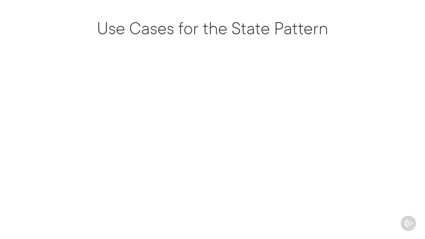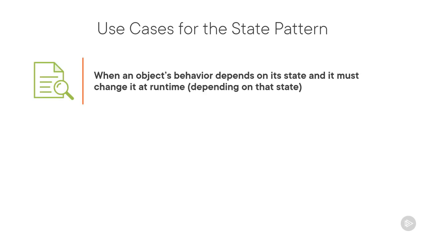There's two good use cases for this pattern. The first case in which you should consider this pattern is when an object's behavior depends on its state and it must change its behavior at runtime depending on that state. That's the use case we just implemented with our bank account example.